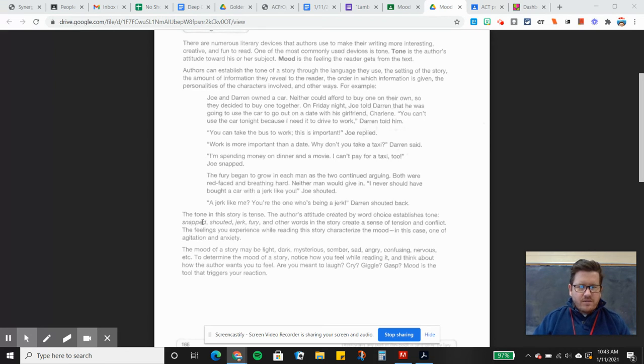And if you look at these words, snapped, shouted, jerk, fury, they're very intense words. They've got sharp consonant sounds in them, and the meaning of the words, the connotation of the words, lend themselves to a tense, suspenseful tone. It's not a positive thing. You get kind of anxious if you read words like that.